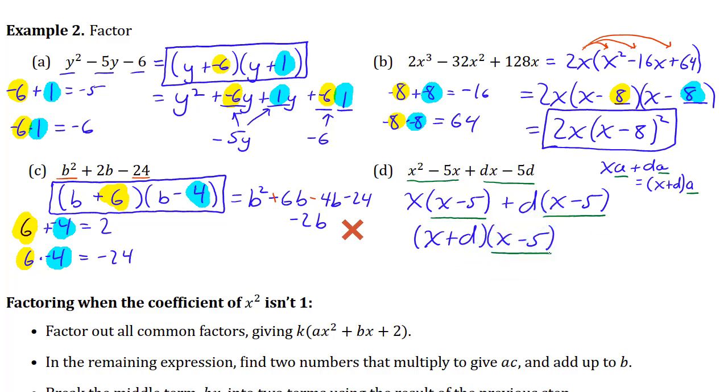So that has now been factored out. And this is the factored form. You have x plus d times x minus 5. And if you wanted to check this, it's a good idea, like I was just explaining.